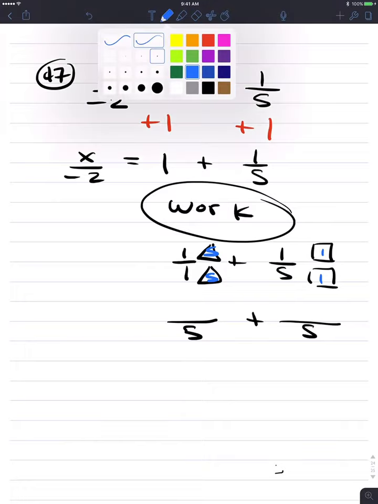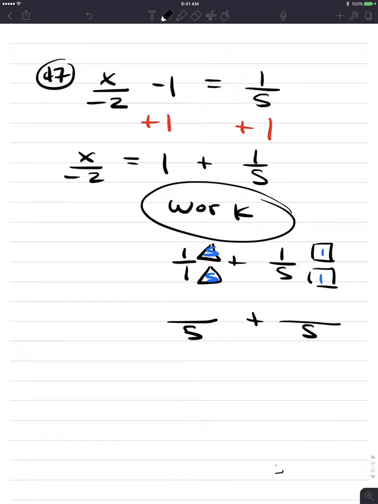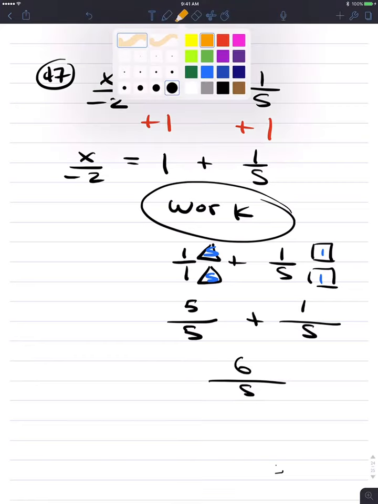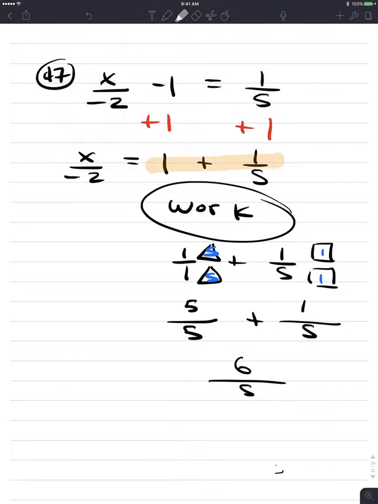So in my square, I have 5s. Square I have 1s. Triangle I have 5s. So 1 times 5 is 5, and 1 times 1 is 1. These are now like. I can now keep my denominator of 5, and I add my numerators. And 5 plus 1 is 6. This fraction here is on the right side of my equation. So what I'm going to have now is x over negative 2 is 6/5.